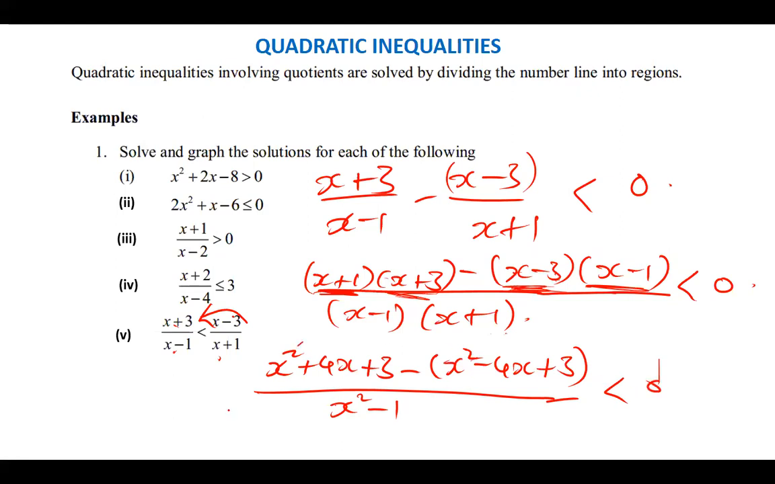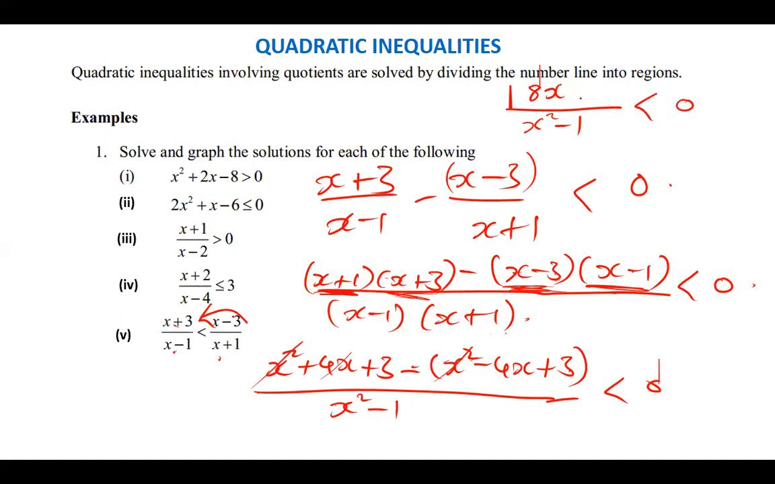Of course, when you subtract this and that will go 4x minus negative 4x, that will give us positive 8x. And then 3 minus 3, the answer is 0. So we're going to have on top positive 8x, and then denominator there, we're going to have x squared minus 1. Then we have less than 0.